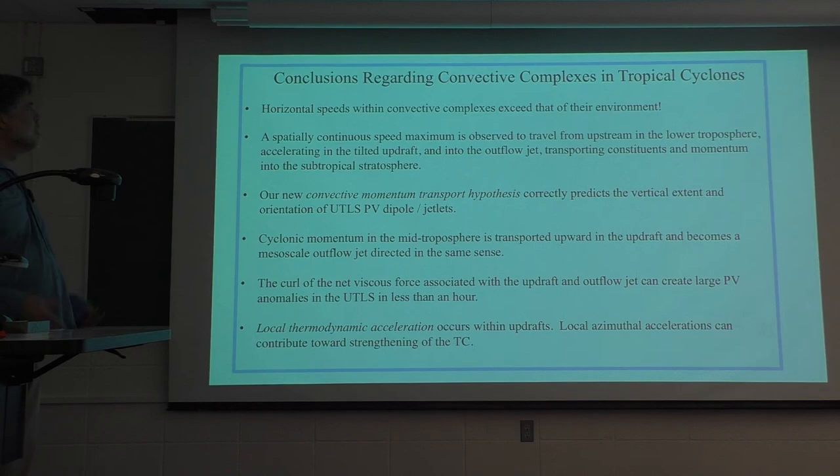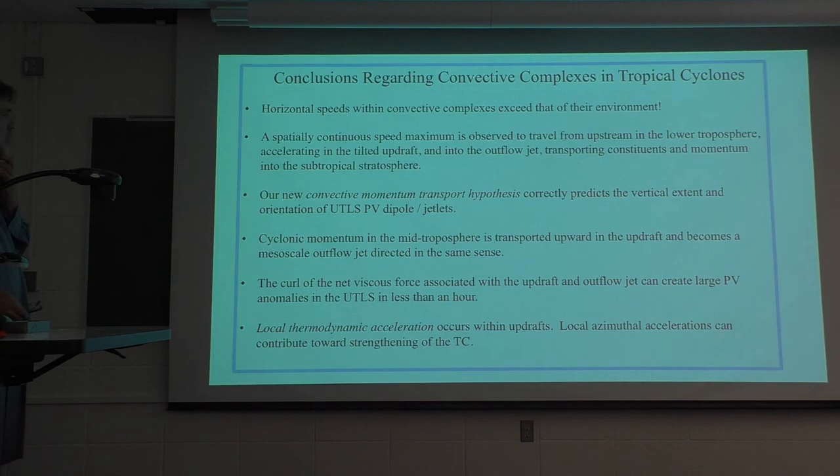The horizontal speeds within convective complexes exceed that of their environment. And then a description of their morphology: a spatially continuous speed maximum is observed to travel from upstream in the lower troposphere, accelerating in the tilted updraft, and into the outflow jet, transporting constituents and momentum into the subtropical stratosphere.